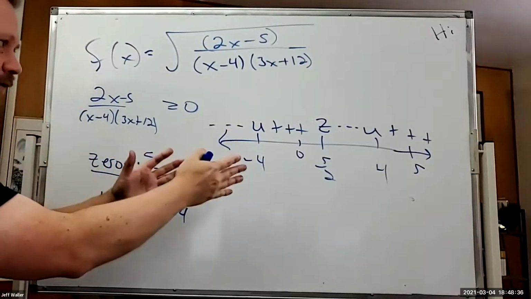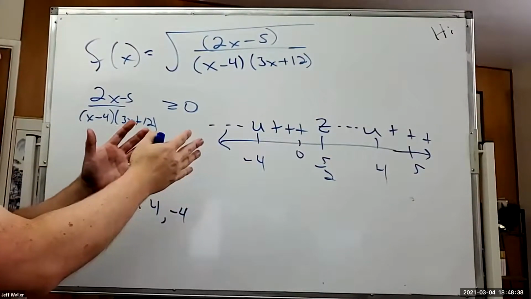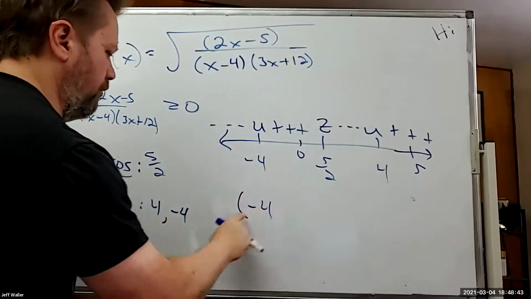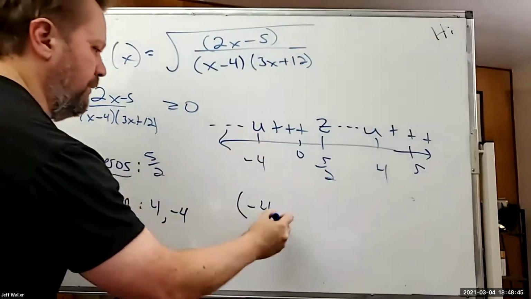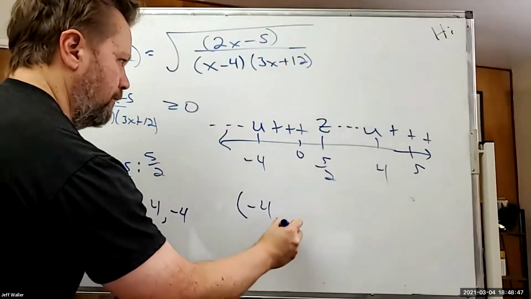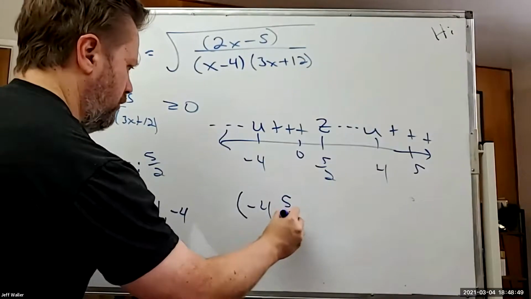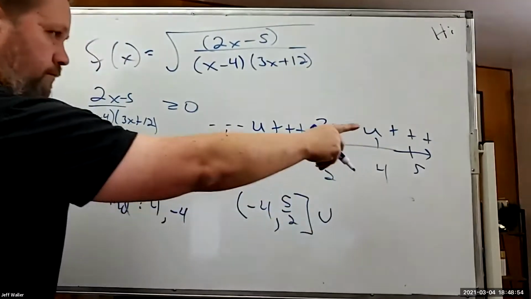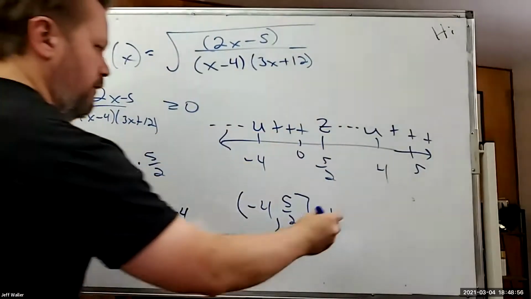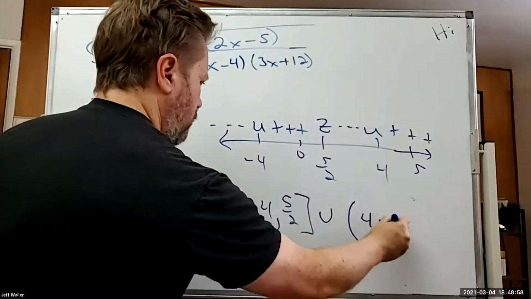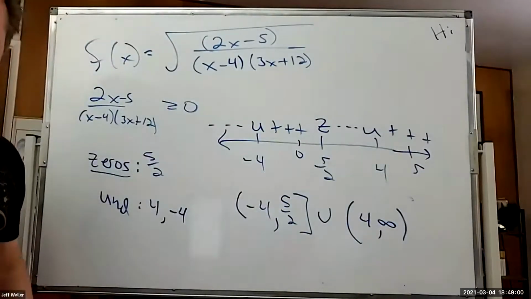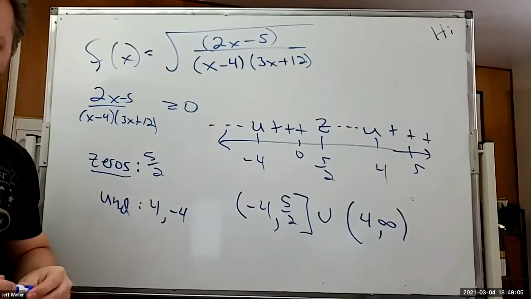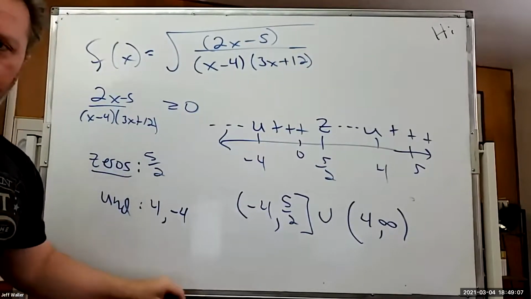Can you see where it's positive? Bigger than the -4. Yeah, between -4. See, don't include -4 because that makes it undefined. Up to 5/2. 5/2. And I can include that because it's 0 there. Or, bigger than the 4. Yeah, not including 4 up to infinity. That would be the domain of this one. Wow. Okay.